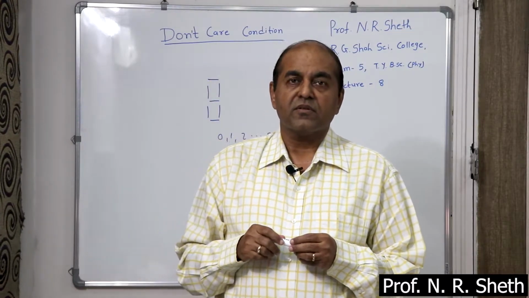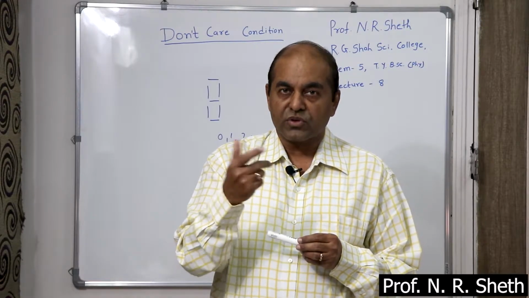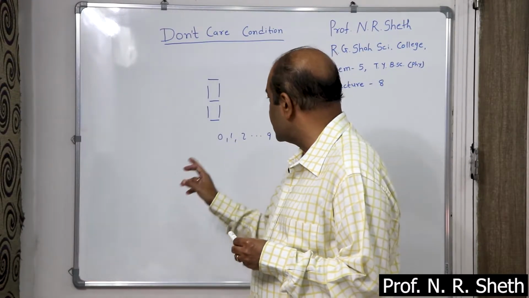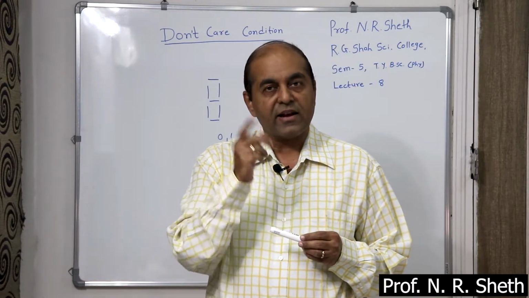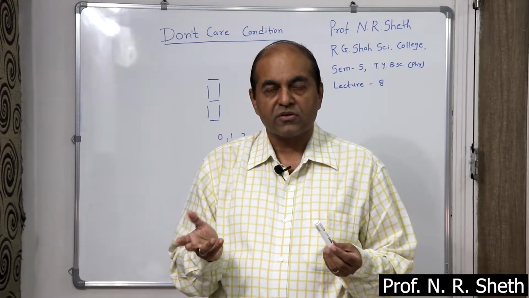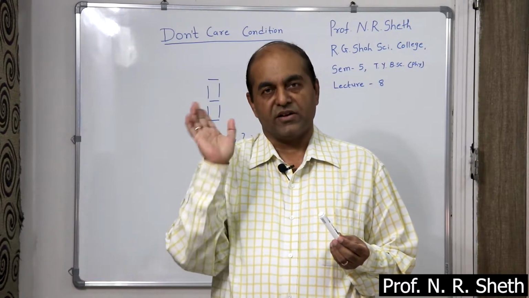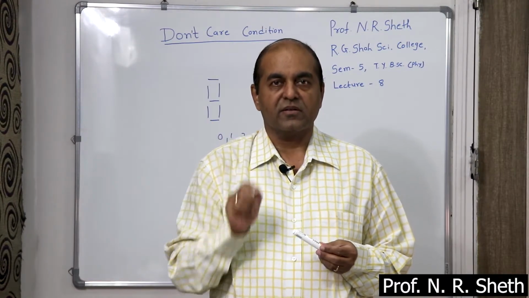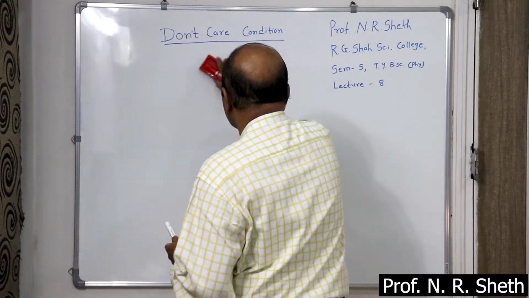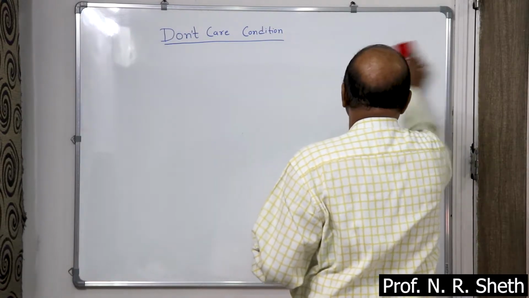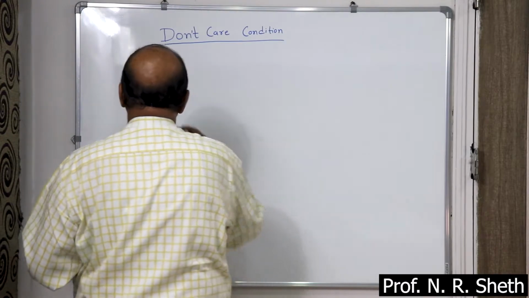One building that is of only 7 floors. So for that we required digits 0, 1, 2 up to 7. 8 and 9 floors are not there. So that means 8 and 9 are don't care condition. This is the meaning. Okay. Now exactly the meaning of don't care is here.